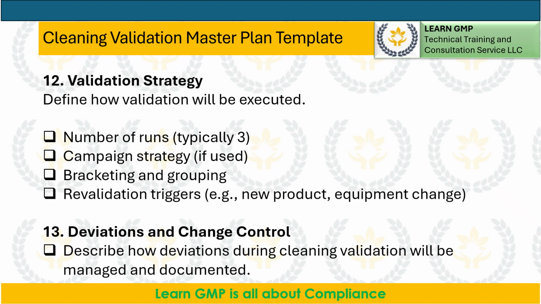12. Validation strategy. Define how validation will be executed. Number of runs, typically 3. Campaign strategy if used. Bracketing and grouping. Revalidation triggers, for example, new product, equipment change. 13. Deviations and change control. Describe how deviations during cleaning validation will be managed and documented.